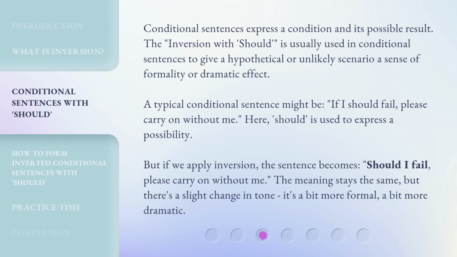Conditional sentences express a condition and its possible result. The inversion with should is usually used in conditional sentences to give a hypothetical or unlikely scenario a sense of formality or dramatic effect. A typical conditional sentence might be, if I should fail, please carry on without me. Here, should is used to express a possibility. But if we apply inversion, the sentence becomes, should I fail, please carry on without me. The meaning stays the same, but there's a slight change in tone. It's a bit more formal, a bit more dramatic.